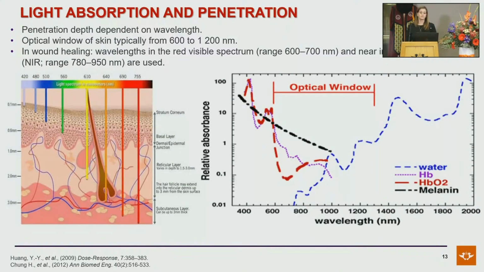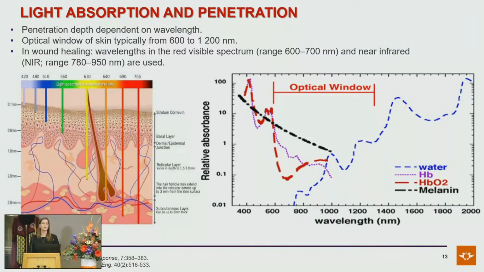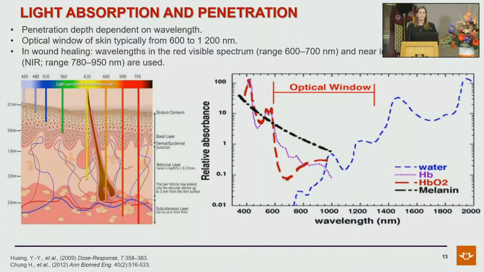The depth at which light penetrates target tissue is dependent on the wavelength, with longer wavelengths penetrating deeper into tissue. Effective tissue penetration of light occurs around wavelengths of 600 to 1,200 nanometers, the so-called optical window. Blue or green light below 600 nanometers is absorbed by pigments in the tissue or in the skin, such as melanin and hemoglobin, while wavelengths above 1,200 nanometers is absorbed by water. In wound healing, wavelengths in the visible red spectrum and near-infrared light is used. Visible red light in the range of 600 to 700 nanometers is used to treat superficial tissue, while longer wavelengths in the range of 780 to 950 nanometers, which penetrates further into the tissue, is used to treat deeper-seated tissues.